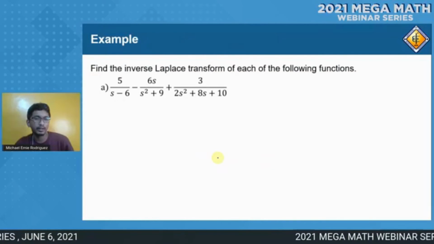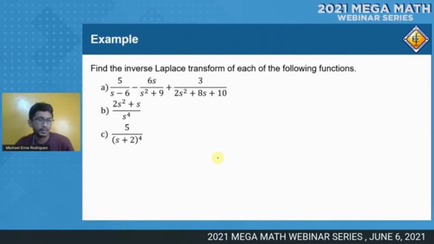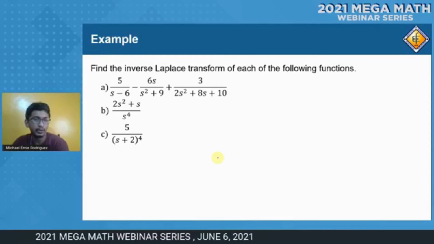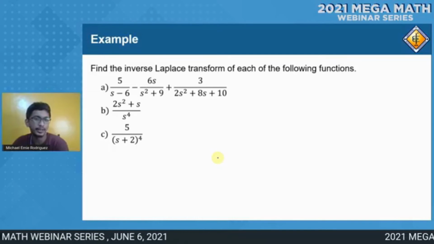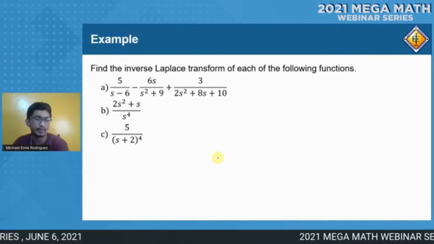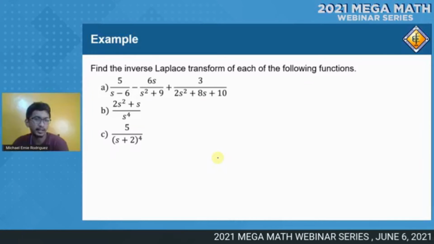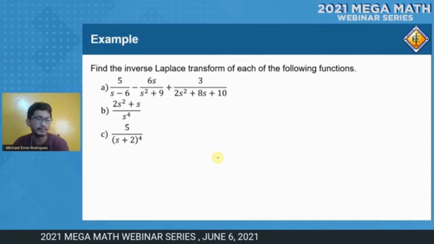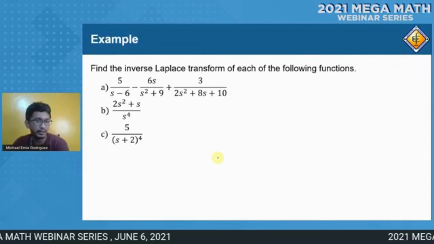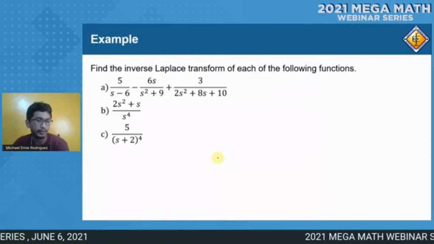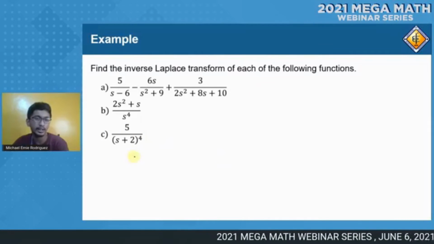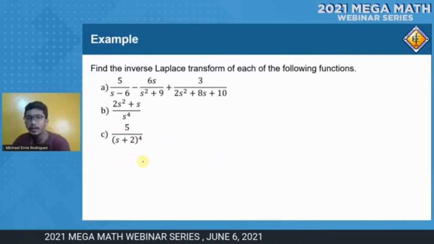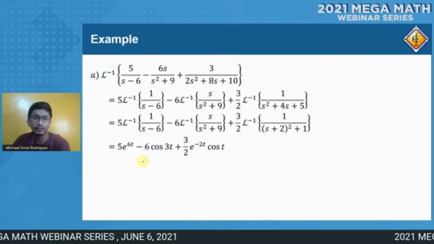So for example, isa lang siguro kunin natin or dalawa. So A and B, kunin natin yung A and B. So letter A, we have to determine the inverse Laplace transform of 5 over s minus 6 minus 6s over s squared plus 9 plus 3 over 2s squared plus 8s plus 10. And then letter B tayo, 2s squared plus s over s to the fourth power. So itong sa C, nasa slides naman natin. Bibigay ko yung copy.